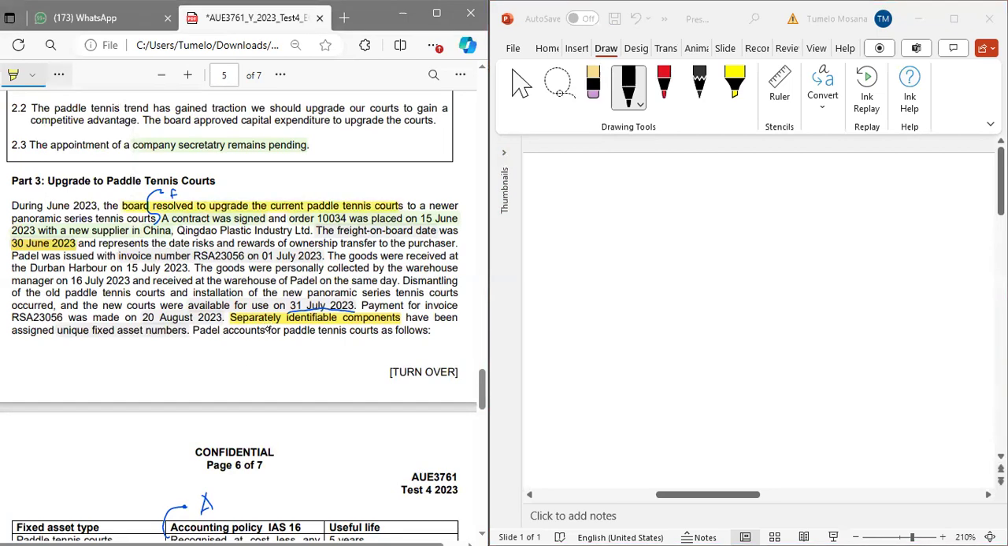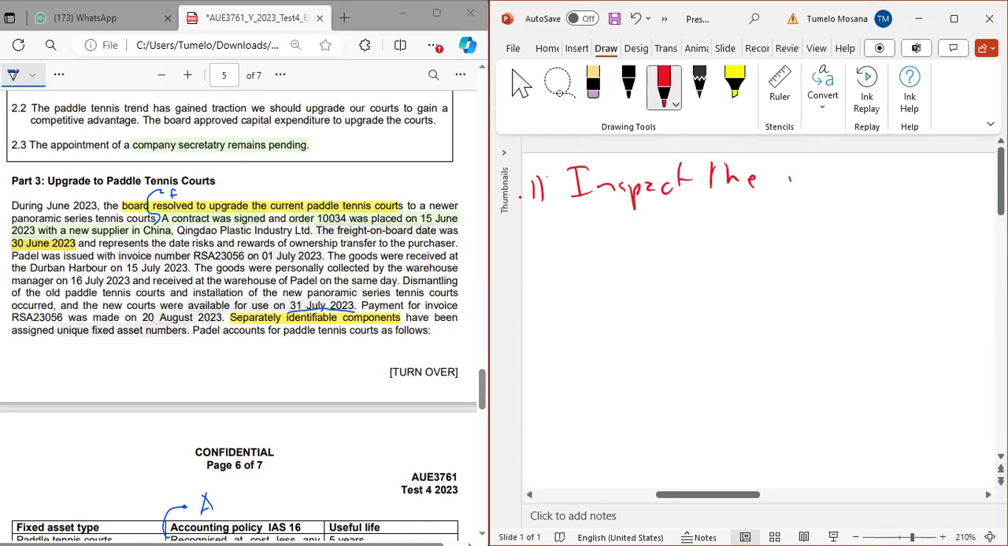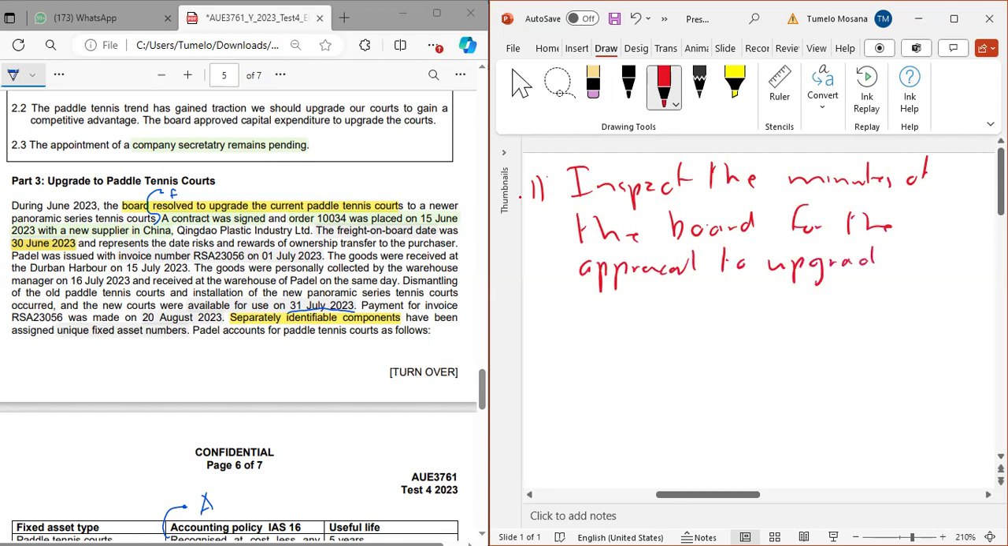If you were to answer this question with reference to substantive procedures, given the fact that the board resolved, you would inspect the minutes of the board for the approval to upgrade the current pedal tennis court. So you would do that.